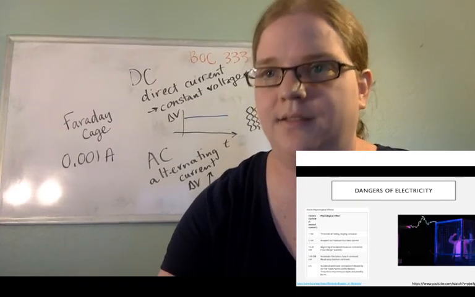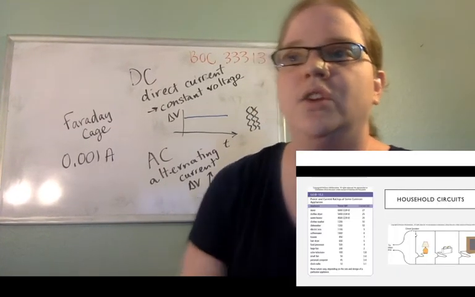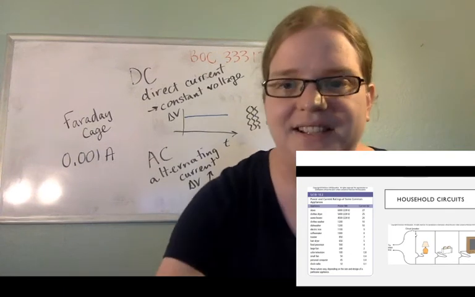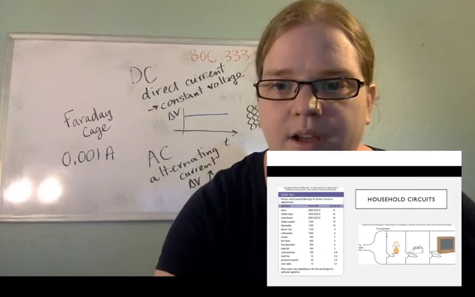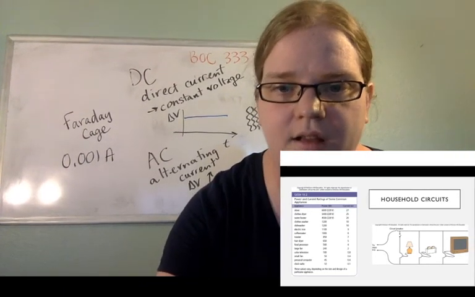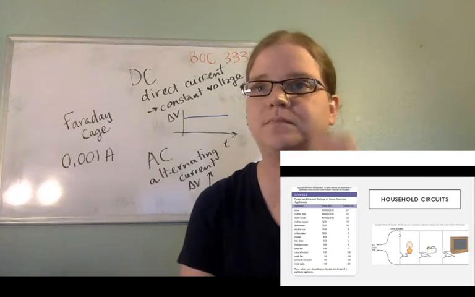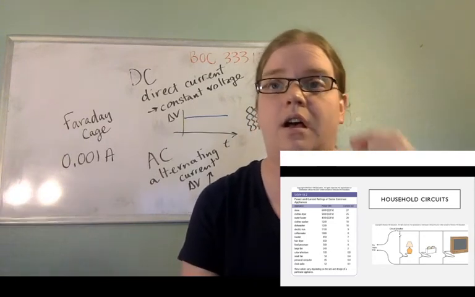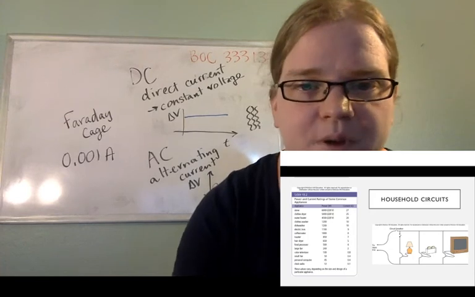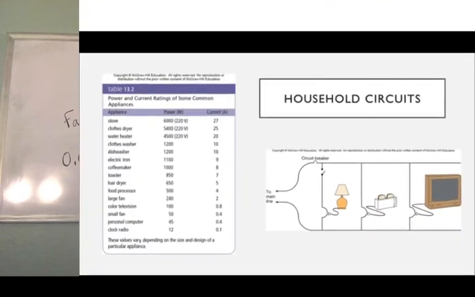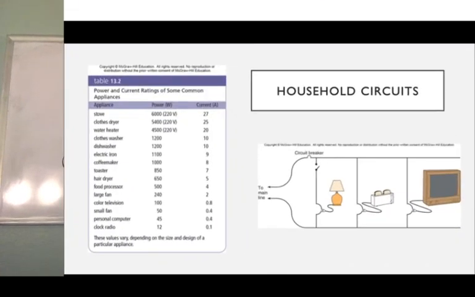All right. So that brings us to the last thing here, which is talking about circuits inside something like a house. And this is from your book. There's a table that has a couple different appliances and what kind of power they consume, right?